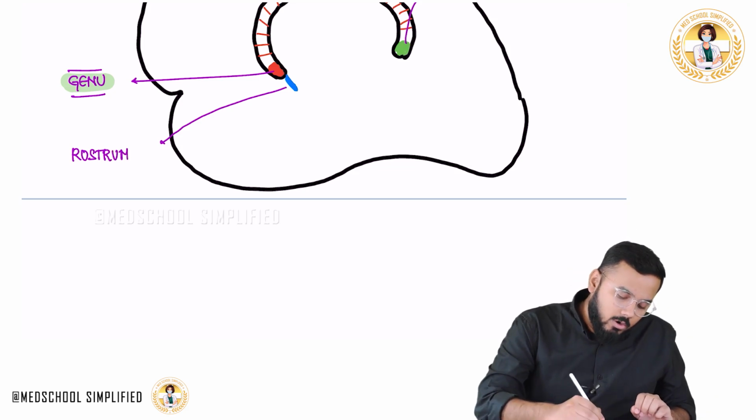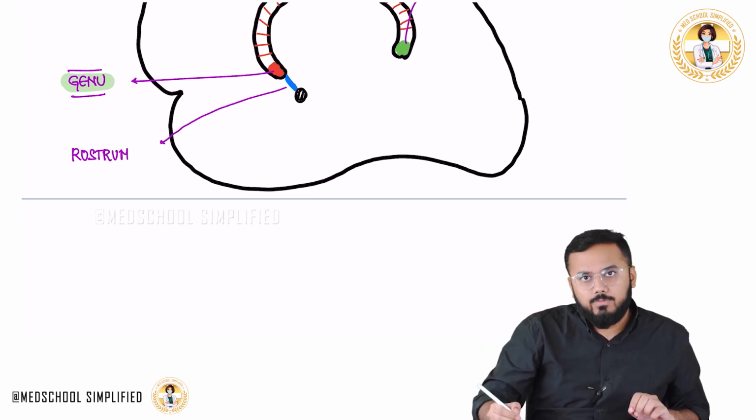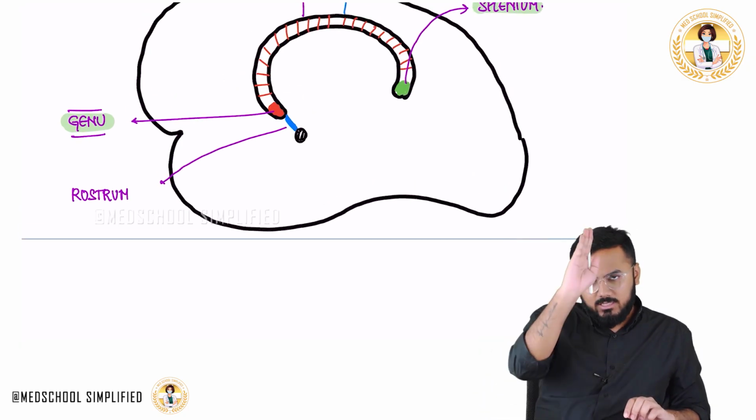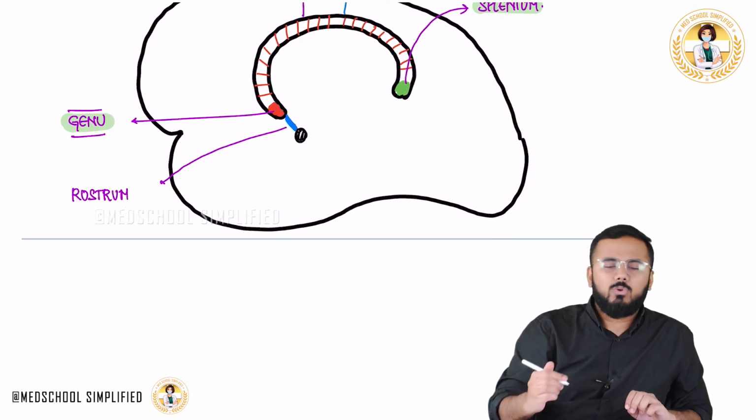And just beneath the rostrum, you have a structure like this, right? Again, this is also a band of fibers, right? This is a sagittal section, right? In this sagittal section, this is how you can see.